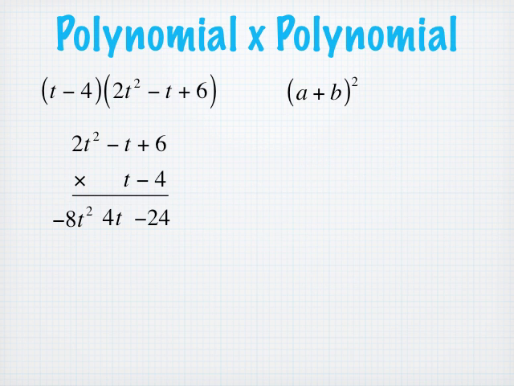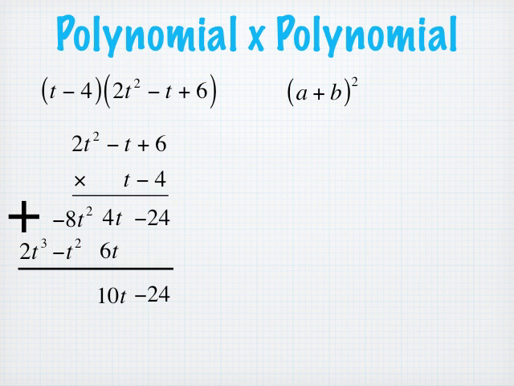Now the next line, t times 6 is 6t. I want that to line up. I want my like terms to be together. t times negative t is negative t squared, and t times 2t squared is 2t cubed. Add everybody up, and I have negative 24, 10t, negative 9t squared, and 2t cubed. Go through and make sure I'm not missing any signs, and look, oh, I'm missing a plus, so I'll put it right there. So my final answer is 2t cubed minus 9t squared plus 10t minus 24.